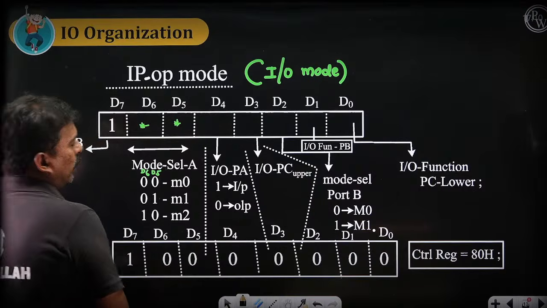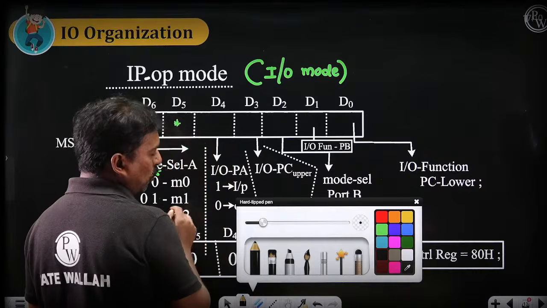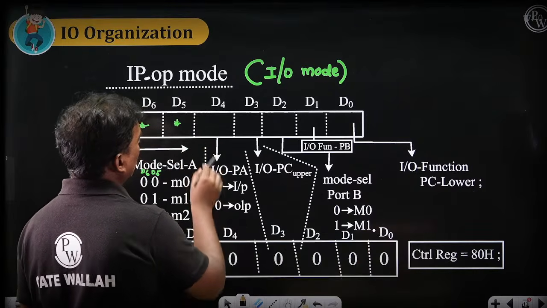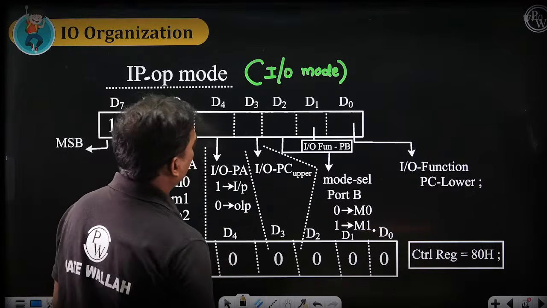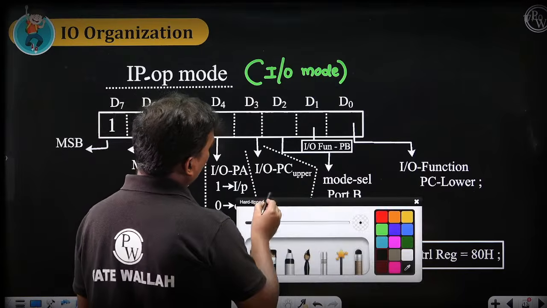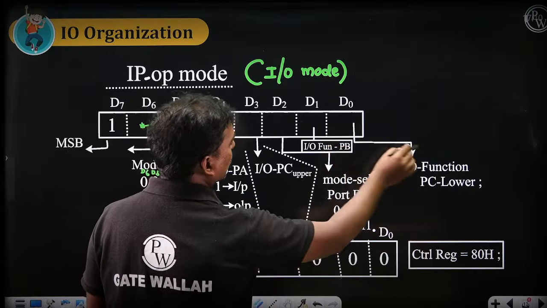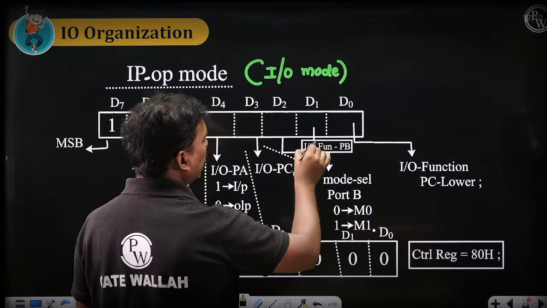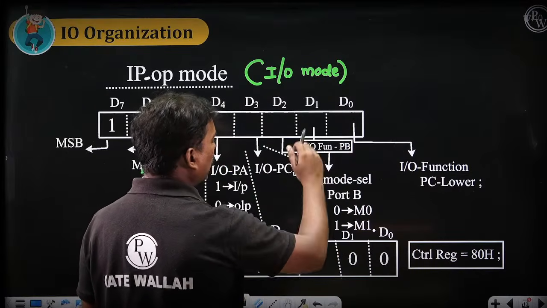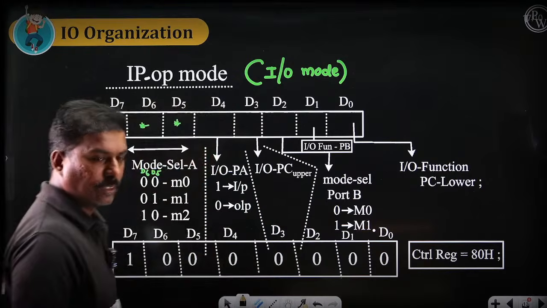Next, this is the D4 bit. If you check, this is either input or output mode. So if you have port A, 1 means input, 0 means output. Next, this is the IO function for port C lower. This is for the port B IO function, whether port B is equal to 0 or 1. And these 2 bits are for mode 0, mode 1. Like that you have to understand.